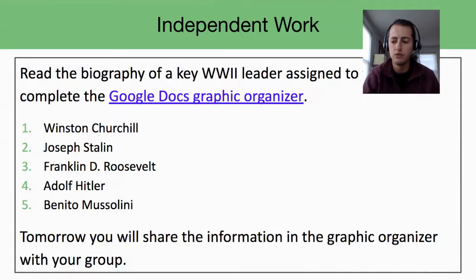For this portion of the lesson, you, as the teacher, should consider how you are going to assign the World War II leaders. The readings are different for each leader. Some are longer, some are shorter, some are more complex. So you can decide based on whatever fits your group.